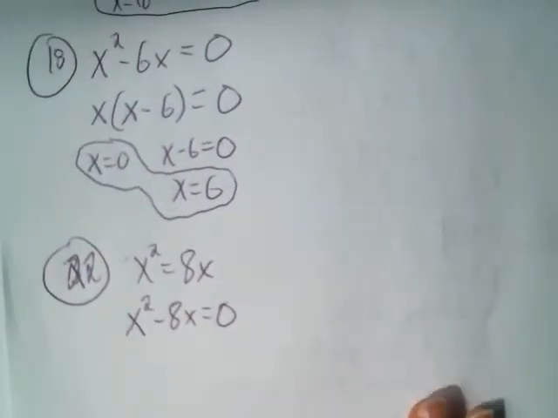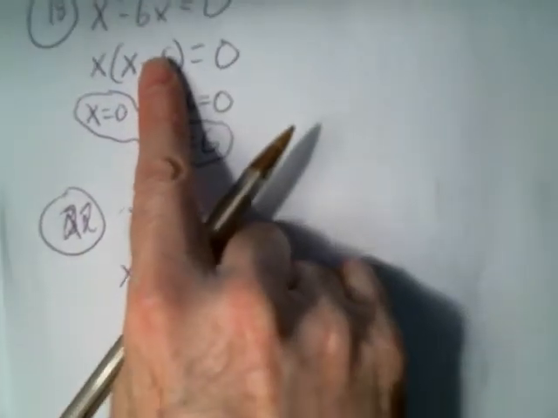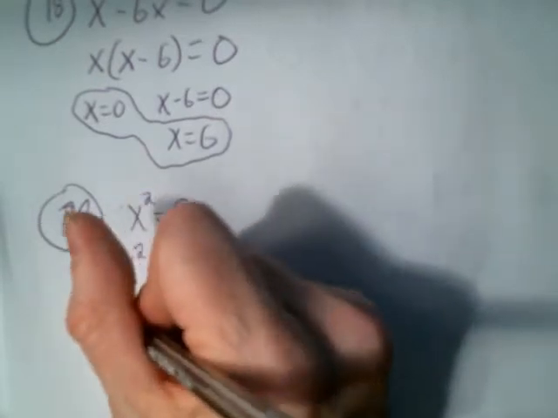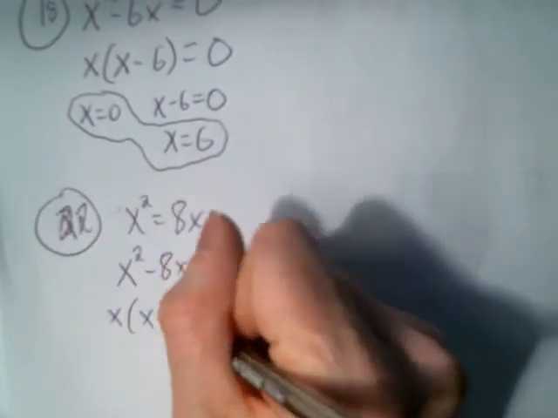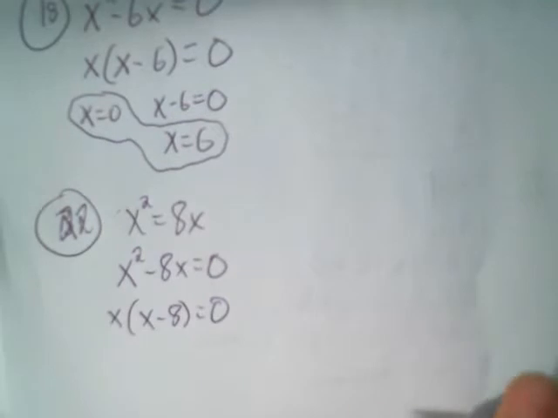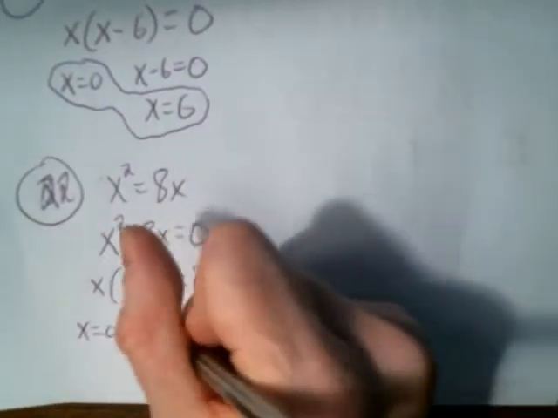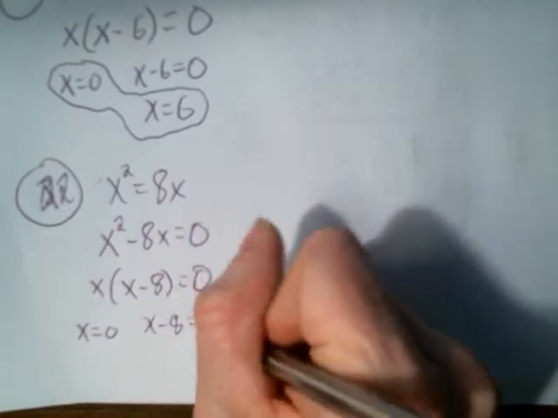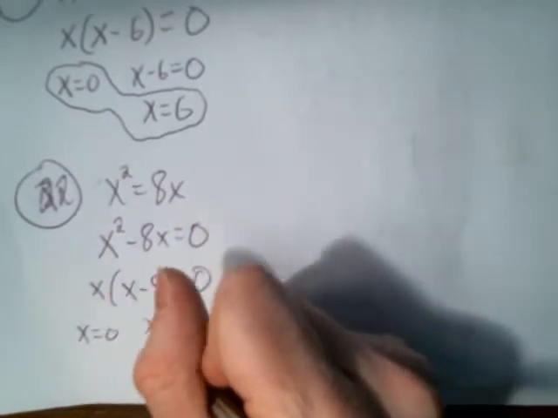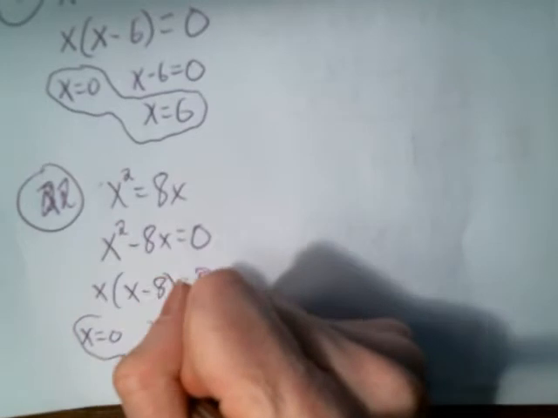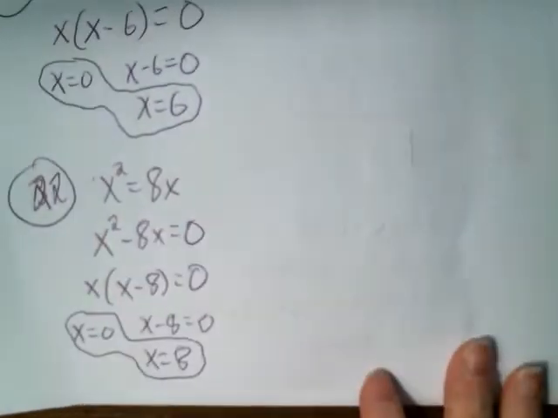Okay, so you move the 8x over, and then it's like the previous problem, right? You factor out the GCF of x. Set each part equal to 0. So x is 0 or x is 8 are your solutions.